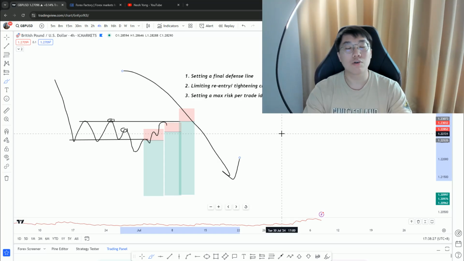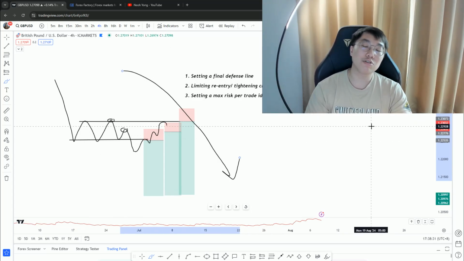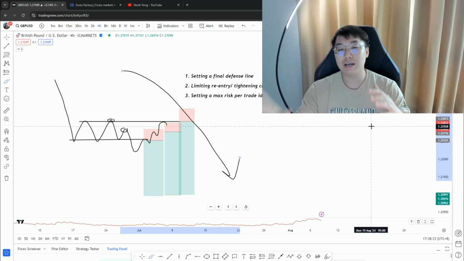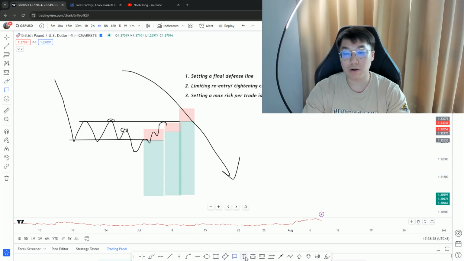I hope this makes sense for point 1 and point 2. Having a defense line gives you peace of mind: I know sellers are still in control, but I'm not going to trade. This is what we call a defense line.